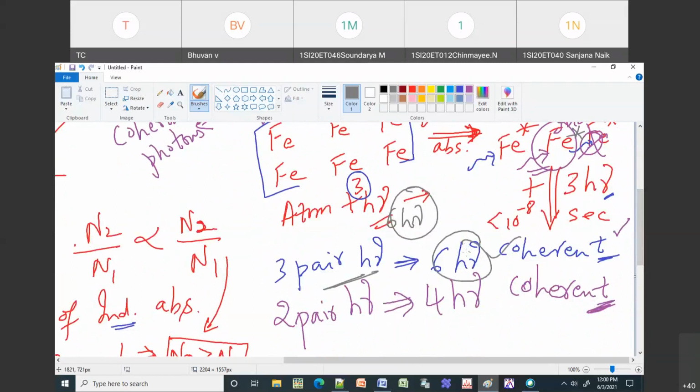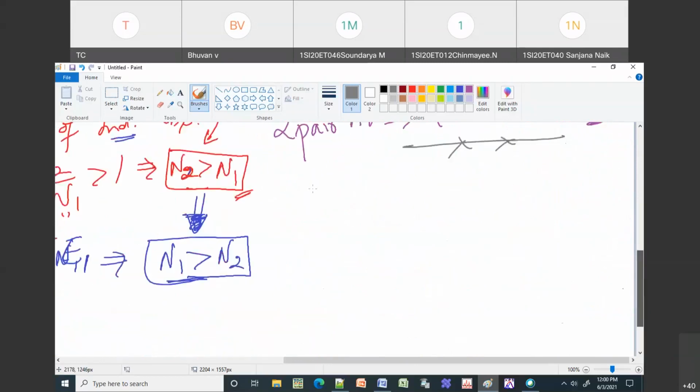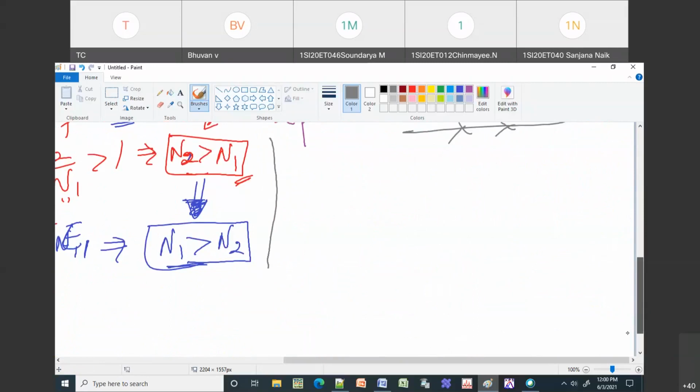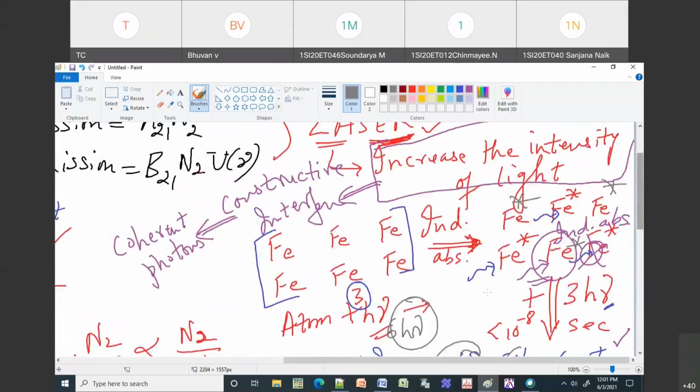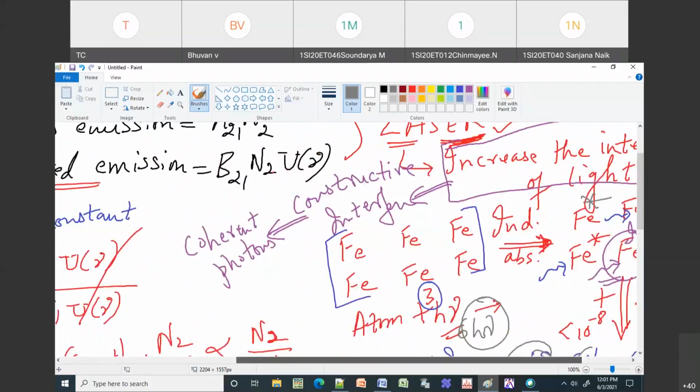So this is the reason of using Einstein's theory. Einstein gave the theory that will help you to understand how to get an efficient laser. So this is the theory behind it, which you need to understand. This is the first condition, case one.